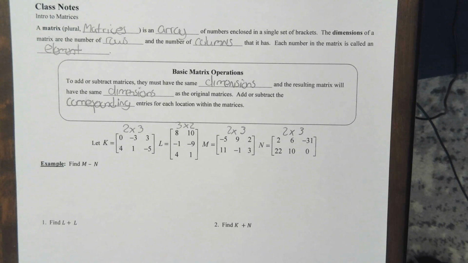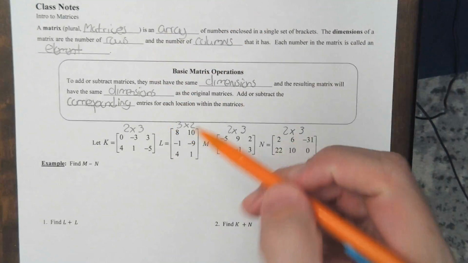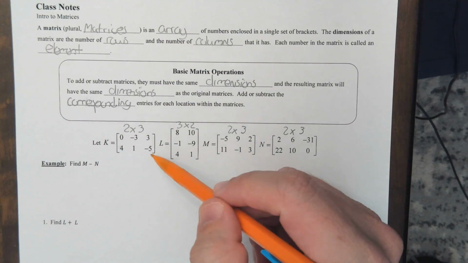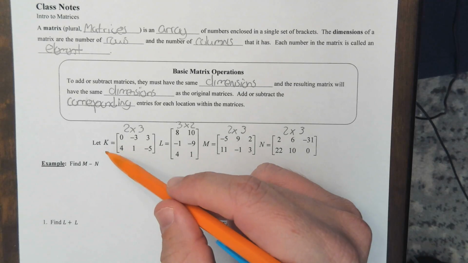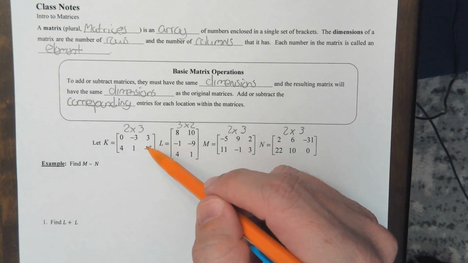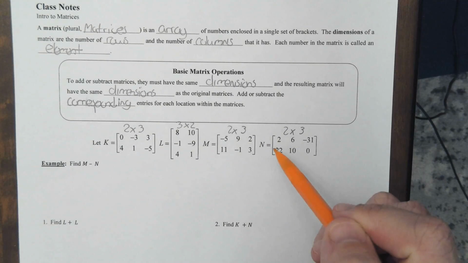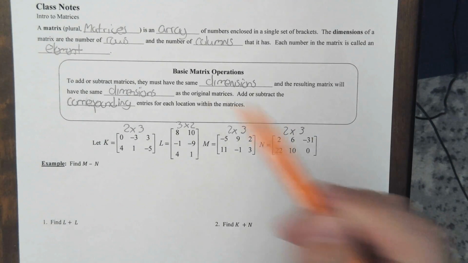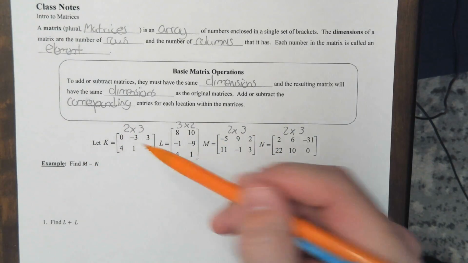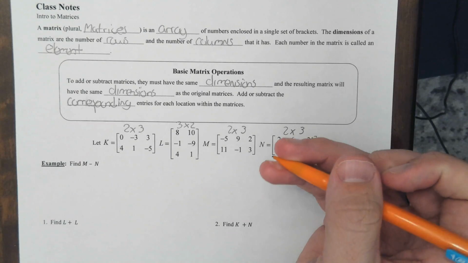Okay, so I'm about to go over how that looks. Let's look at this first example here. It says M minus N. Sorry, each matrix is denoted by a capital letter. So K is represented by this matrix, L is represented by this matrix, M by this one, and N by this one. Okay. So it wants me to do M minus N.